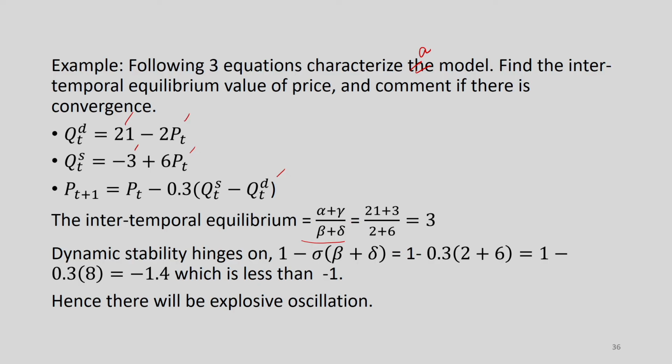Now, then we have to answer the second question, comment if there is convergence. Now, we know that convergence depends on this particular expression 1 minus sigma multiplied by beta plus delta, and again I put the values here. Sigma is 0.3, so I put that value here and I know the rest of the values and I get minus 1.4, and minus 1.4, as we know, it is less than minus 1. So, there is going to be instability, right, and it is instability plus it is going to be oscillatory instability because this is negative, the B term is negative and it is less than minus 1. So, there is going to be explosive oscillation.